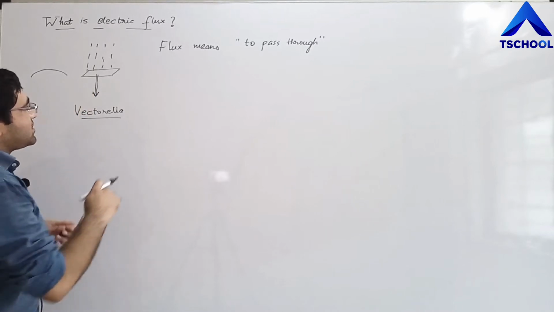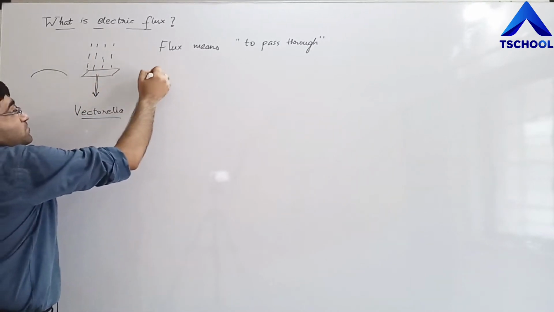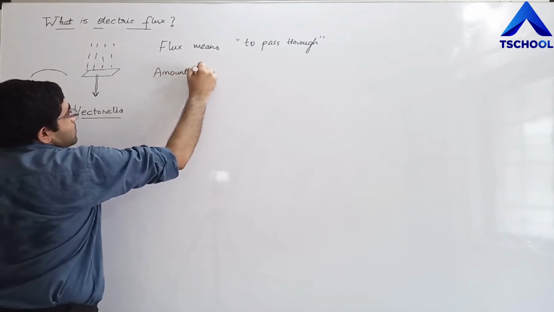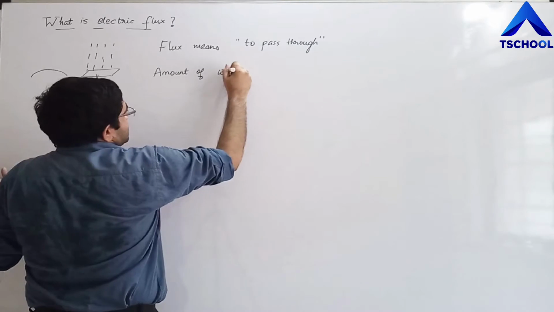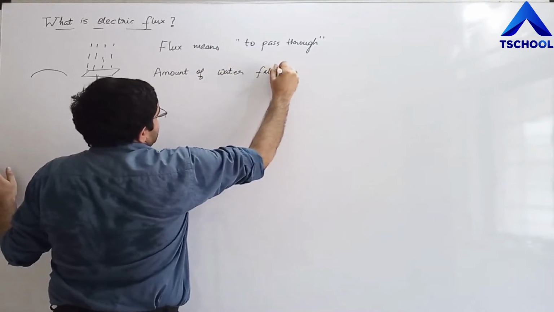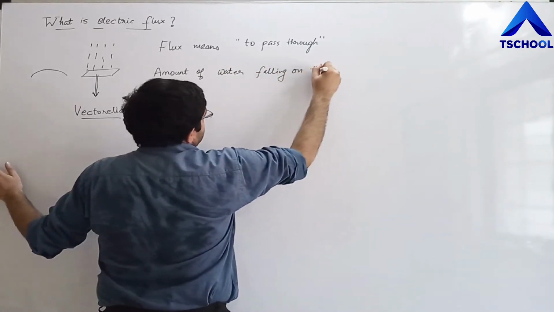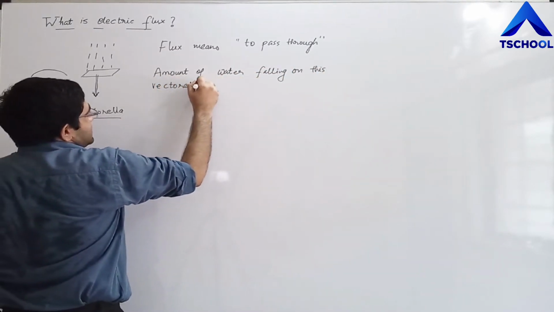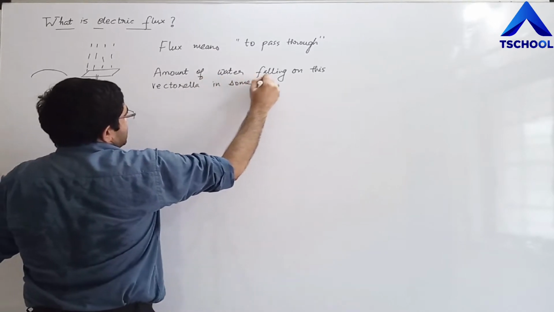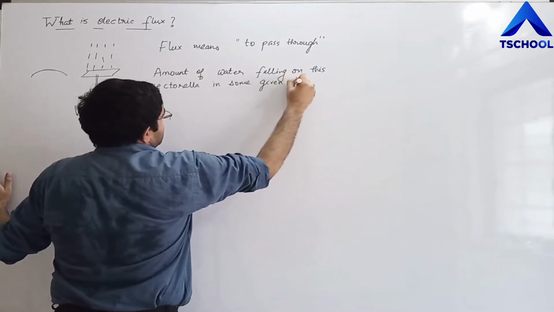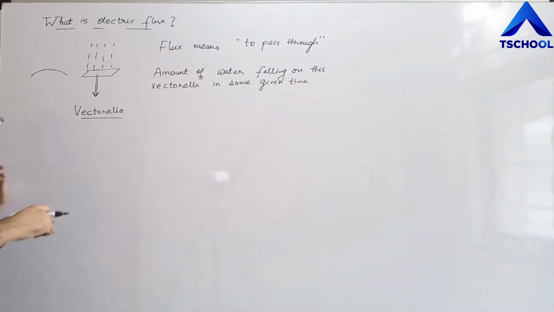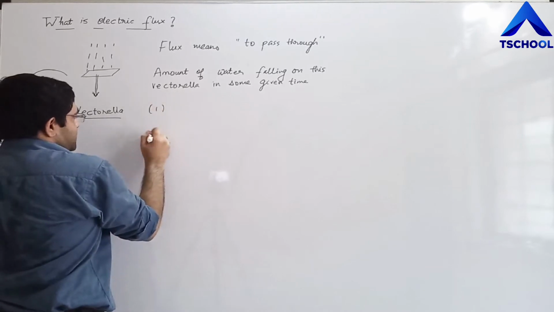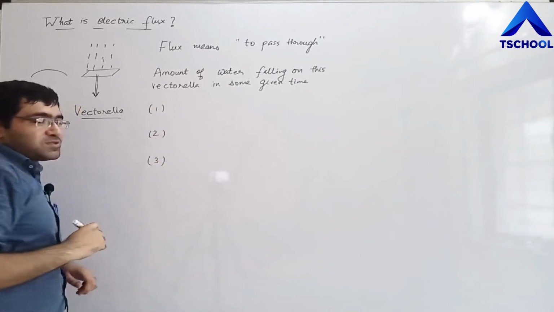So let's take an idea over here: if you want to find out the amount of water falling on this vectorella in some fixed time, I'm sure you understand that it depends on three factors. Let's see what these three are.